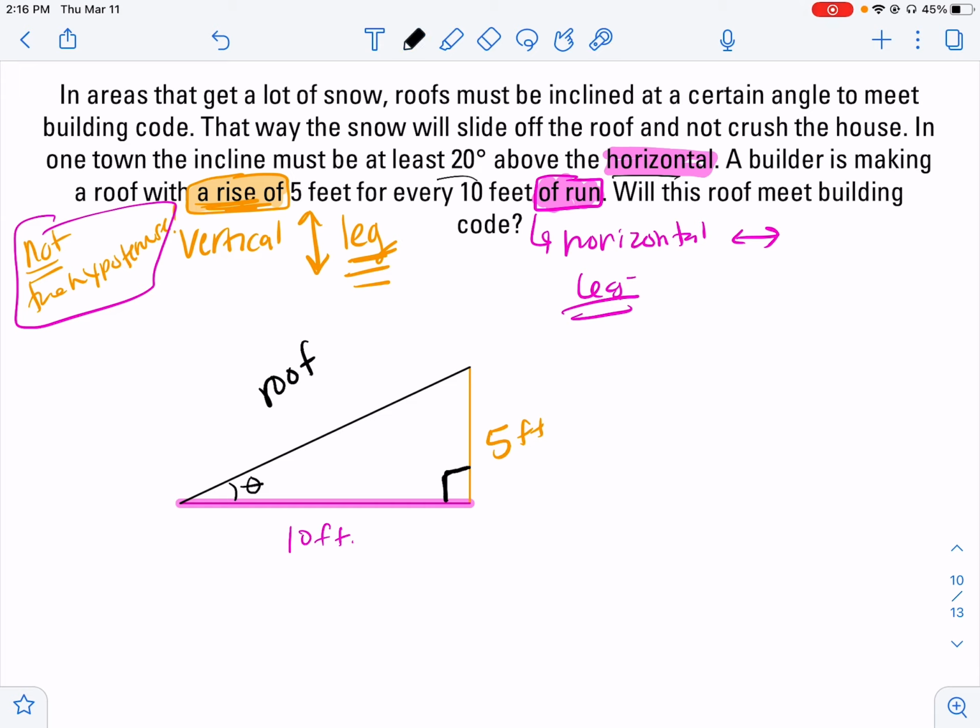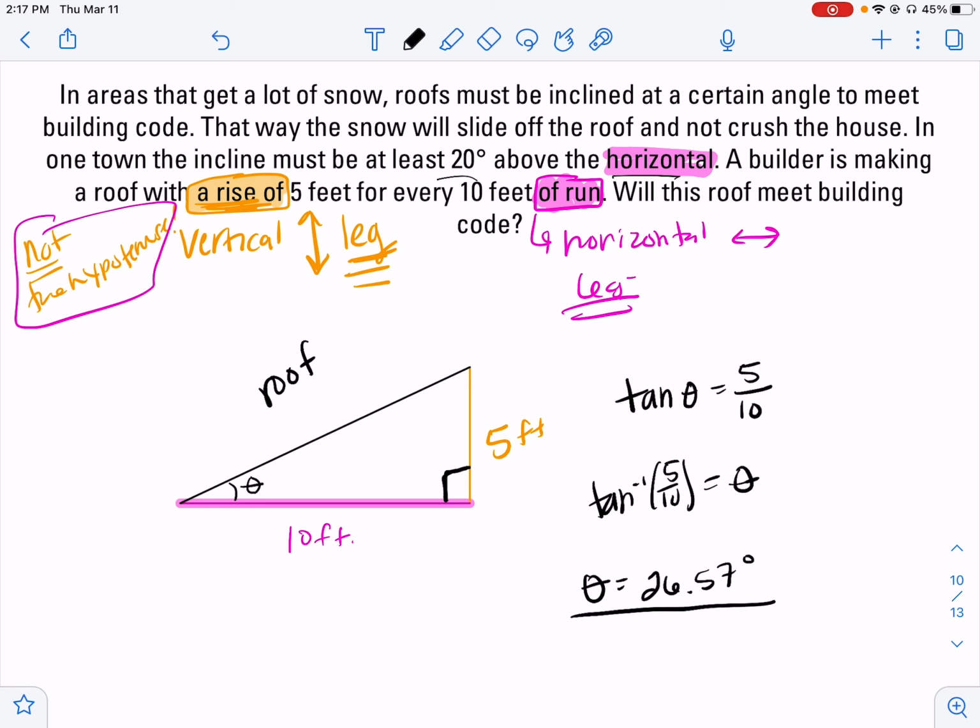Now we could actually finish this out just by doing the tangent, because I have opposite and adjacent. The tangent of theta would be 5 over 10. So the inverse tangent of 5 over 10 would give me my theta. And when we do that, we get 26.57 degrees.